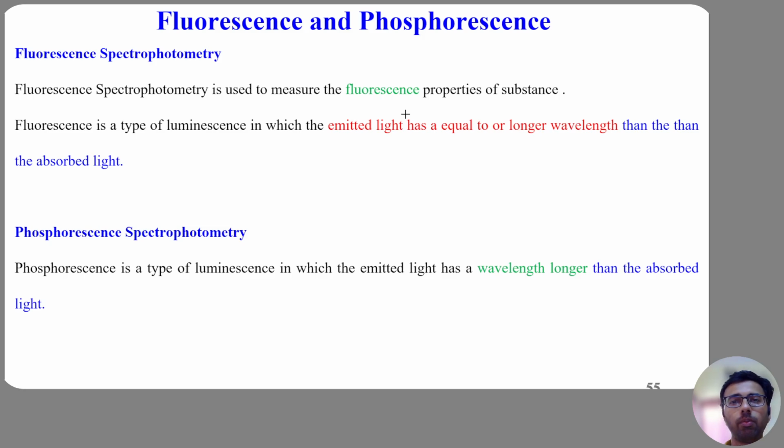Phosphorescence spectrophotometry measures a fundamentally different, delayed emission process. In phosphorescence, the emitted wavelength is strictly longer than the absorbed wavelength. To understand why this emission is always red-shifted and dramatically slower, we must examine electron spin states.